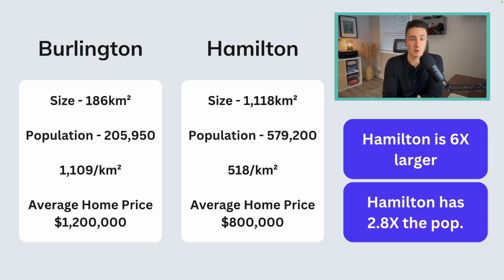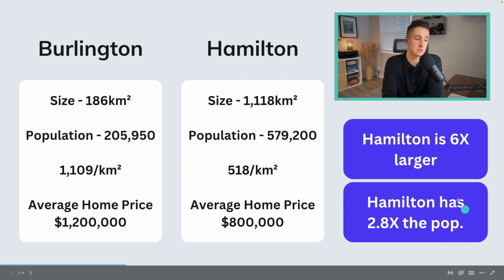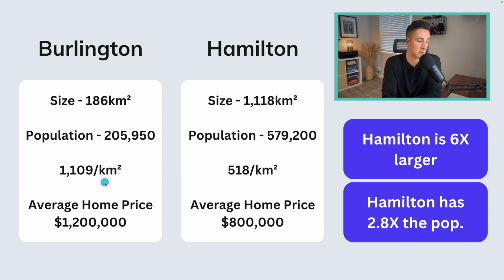So we're actually going to jump in now, look at some real life examples and compare Hamilton to Burlington so you can see why the taxes are so much higher in Hamilton. Right off the bat, you can see Hamilton is a much larger city geographically. It's actually 6 times larger when you look at the square kilometer of the city, and the population is actually only 2.8 times larger. So in Burlington, we have about 1,100 people per square kilometer. In Hamilton, that number is 518. So you can see Hamilton has about half, or a little bit less than half, of the taxpayers per square kilometer, which should tell you right off the bat that it's going to have higher property taxes than Burlington.